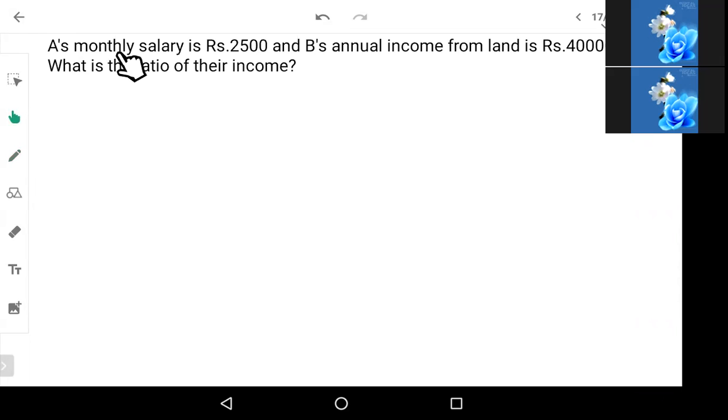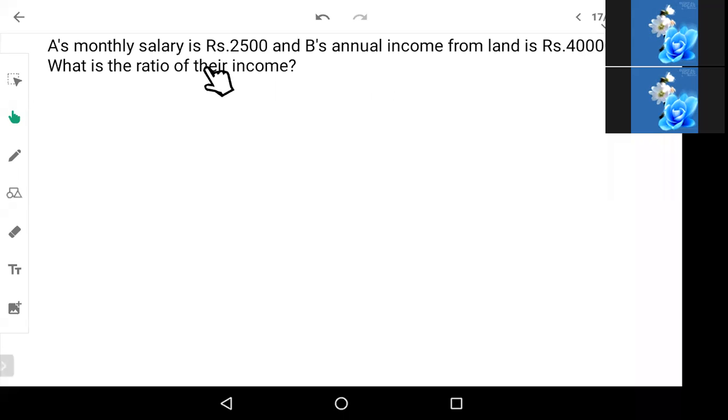A's monthly salary is 2,500 and B's annual income from land is 40,000. What is the ratio of their income? Read the question carefully once again. A's monthly salary. So every month A is getting a salary of 2,500 and B is getting annual income. Annual income is yearly once. One whole year's income is considered. So B's annual income from land is 40,000.